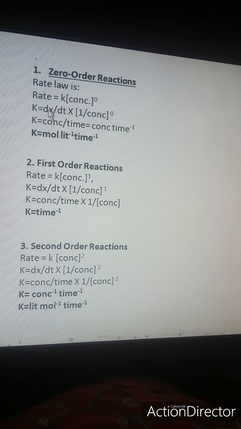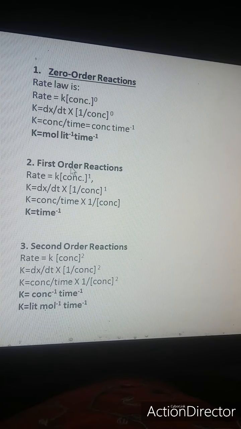So rate is dx upon dt, that is change in the concentration of the reactant upon change in time, into 1 upon concentration to the power 0. Now concentration is given in terms of moles per liter. So concentration will be moles liter inverse, and time will become time inverse. So K, this is the unit.